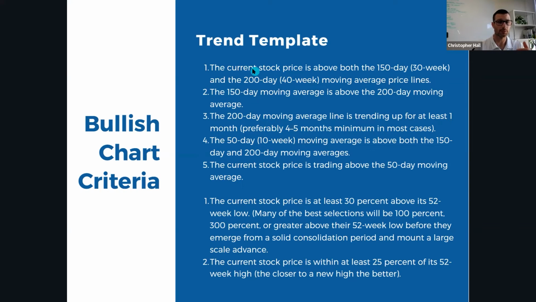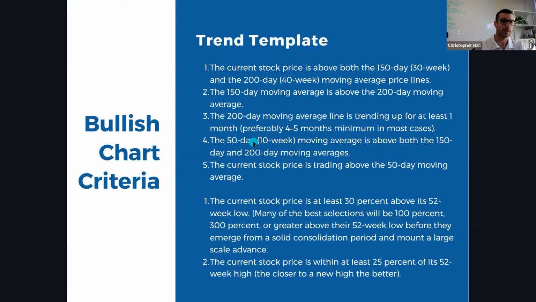So it is possible to meet this criteria while the longer-term pattern is still downwards. What we want to be seeing is really 4 to 5 months of that 200-day moving average, the average price, still going up. That's what we really want to be seeing. That's what the third point's signaling.